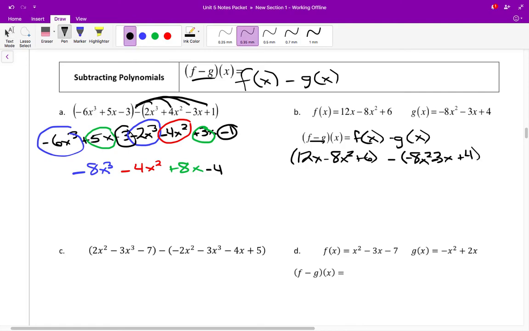Once again, if it were me, and some of you might not need to do this, but I like to distribute, and I like to say negative 8x squared becomes a plus 8x squared. A negative 3x becomes a plus 3x. And a negative positive 4 becomes a minus 4. The rest, again, just copy down. 12x minus 8x squared plus 6.